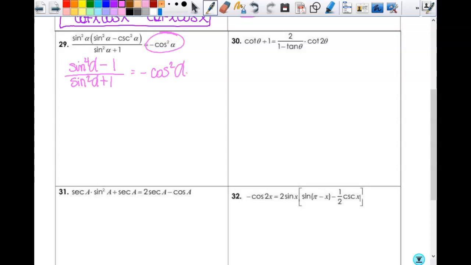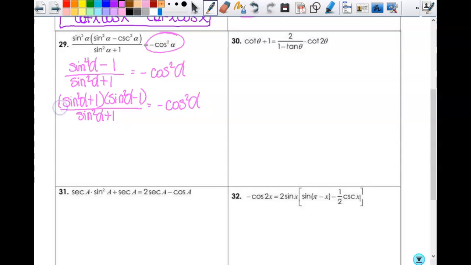All right, so in the numerator over here, this is a difference of squares, so this can become sine squared alpha plus 1 times sine squared alpha minus 1. And then in the denominator, that is not a difference of squares, so this is just sine squared alpha plus 1. That's all equal to negative cosine squared alpha.